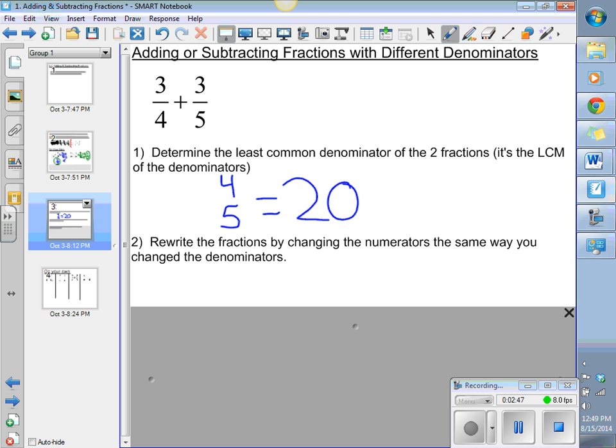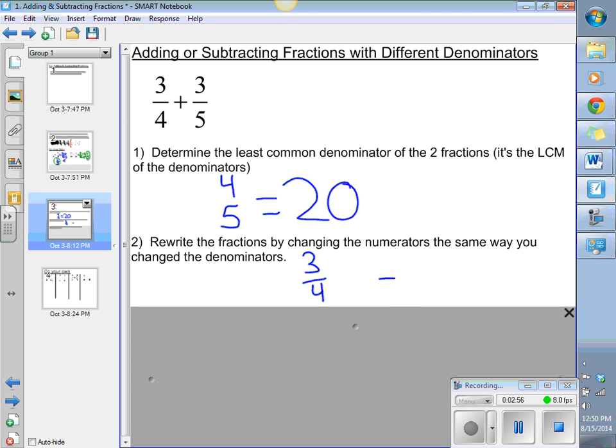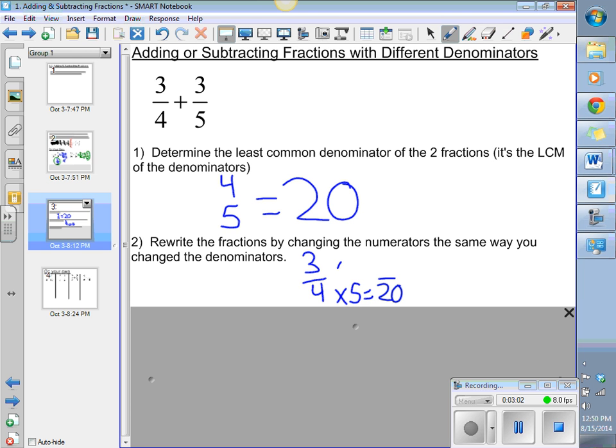We rewrite our fractions by changing the numerators the same way we changed our denominators. So 3/4 became something over 20. Well, we did 4 times 5 to get 20. We've got to do 3 times 5 on top. We get 15. The other one is 3/5. We've got to get to 20ths. 5 times 4 is 20. 3 times 4 on top, the same step, is 12. So we've got 15/20ths and 12/20ths.